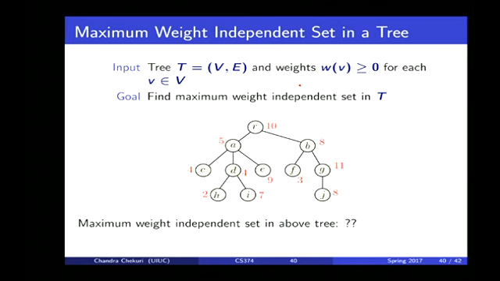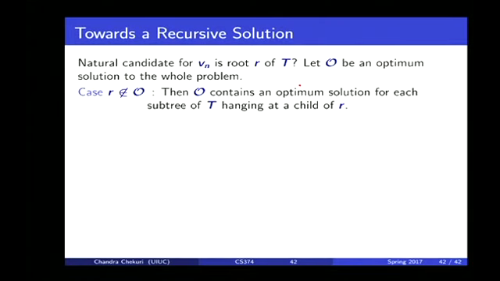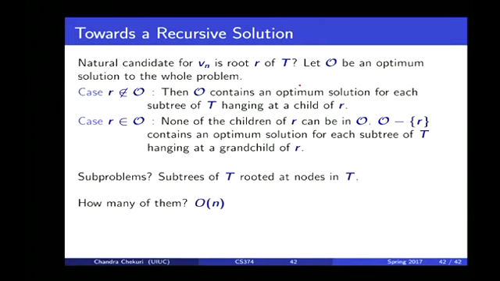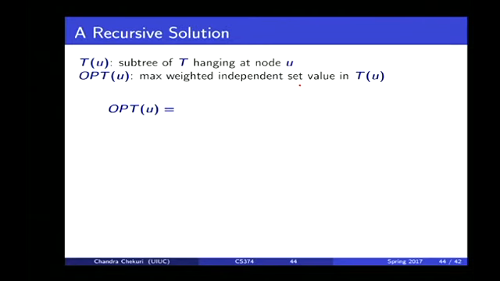Once you get that, you can write the recursion, but I'm going to go directly to the definition. We realize that the sub-problems we generate are of the form: solve the problem on a subtree rooted at a particular node u. So we'll define opt of u as the maximum weight independent set value in T of u, which is the subtree rooted at u.